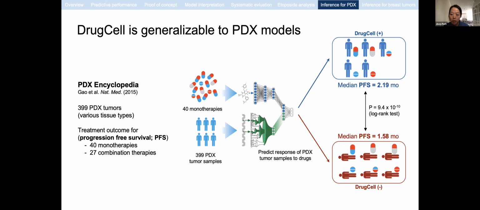Then I compared the median progression-free survival between the two groups. The DrugCell positive group had a longer median progression-free survival than the negative group. And when we also compared the distribution of the progression-free survival between the two groups using log-rank tests, the two distributions were different with statistical significance.